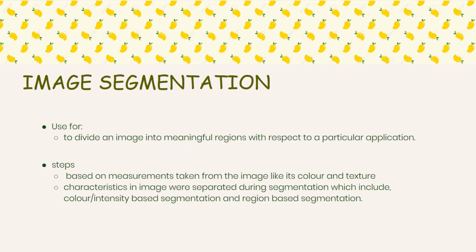The next process is image segmentation. It will be used to divide the image into meaningful regions only, with respect to what we need. What we need is just the mango, right? We don't need the background. The step that we use is based on the measurements taken from the image, like its color and texture.